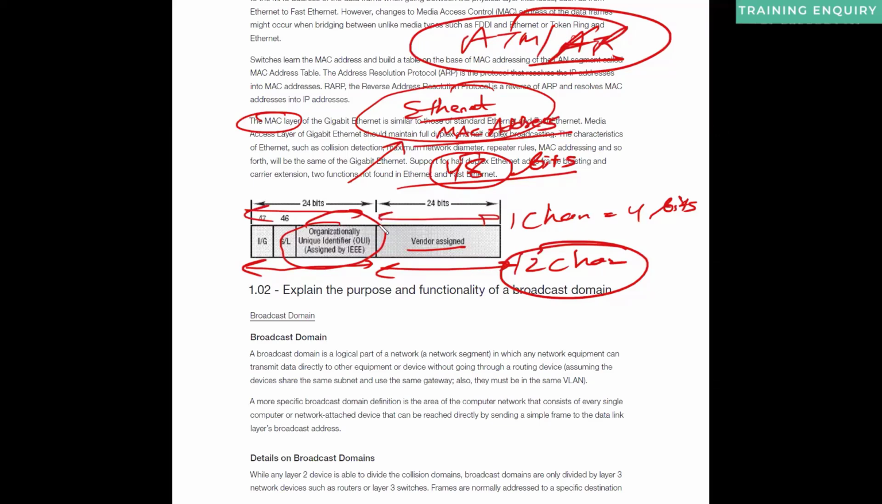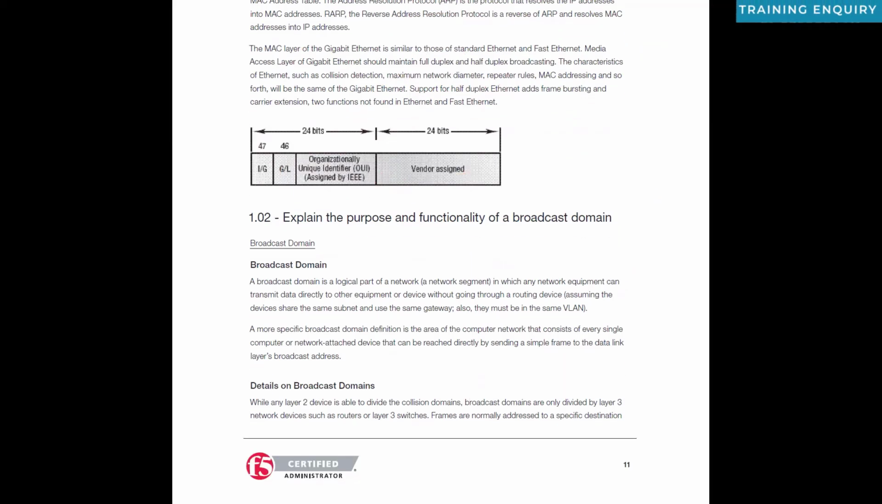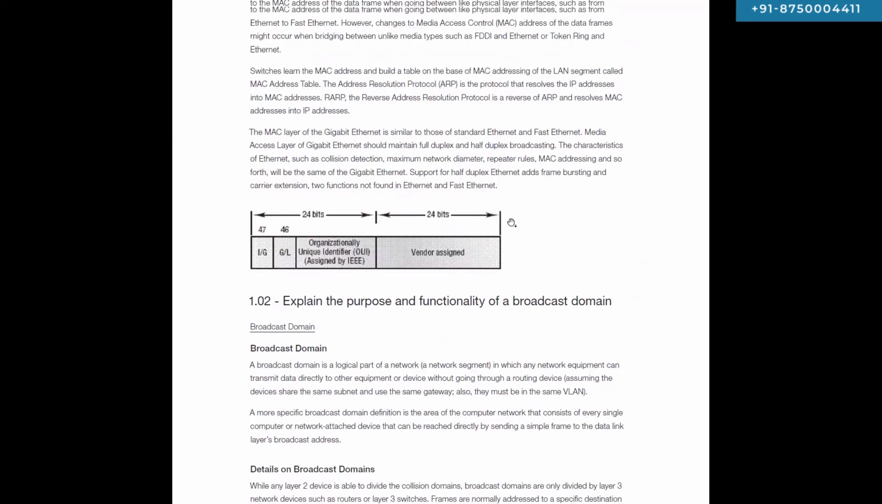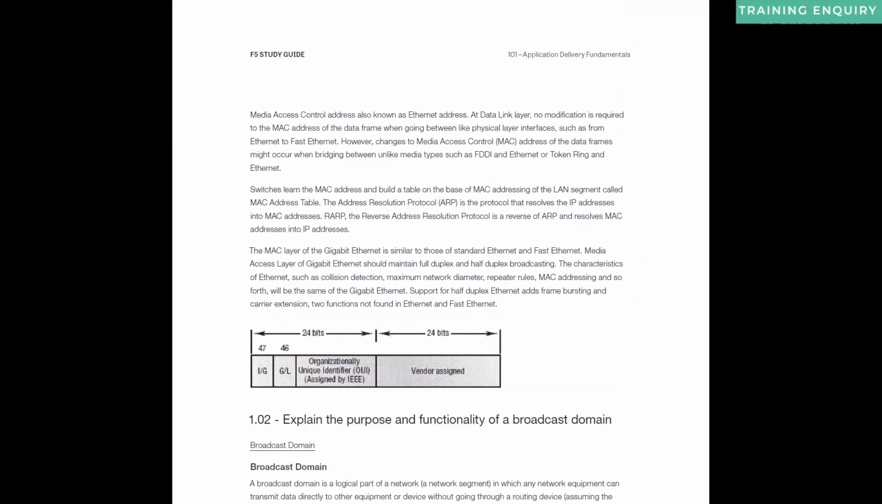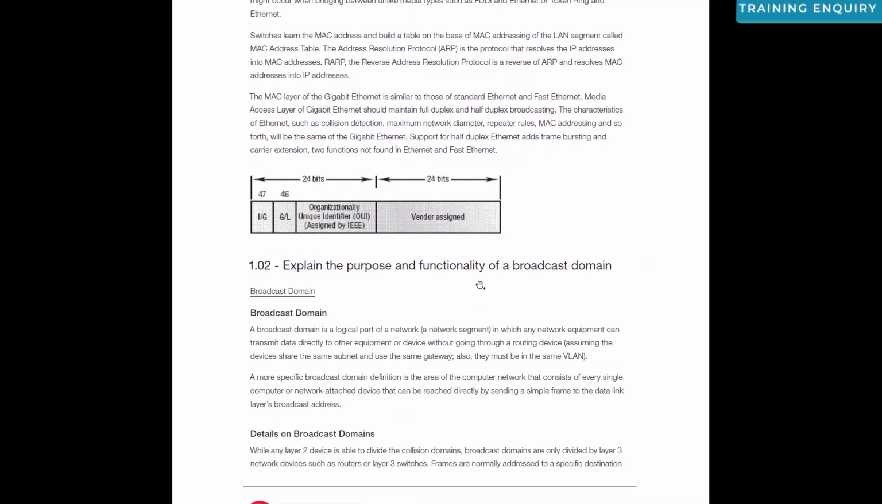Now, we don't really have to worry about it because, as a load balancing engineer, we don't really have to focus on it, but we just have to know about it: what a MAC address is and how we represent it. So a MAC address is always going to be represented in the hexadecimal number system.